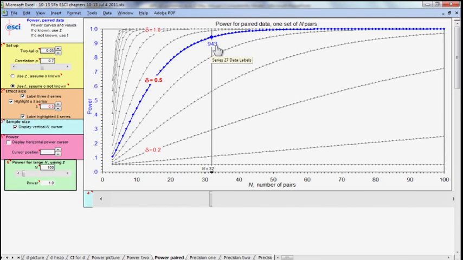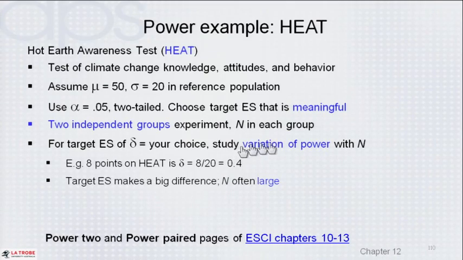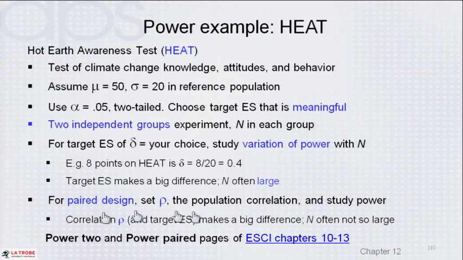So this is very traditional territory for dealing with power, but it's the thing that ESCI does offer. So for an independent groups experiment, in each group, I can play around with trading off the population effect size and the sample size and the power. But very often we have disappointing news, need large samples. But if I go to paired design, we set rho, the population correlation, and sometimes we get fairly encouraging news that the size of sample we need is not so bad, assuming, of course, that a paired design is appropriate for our situation.